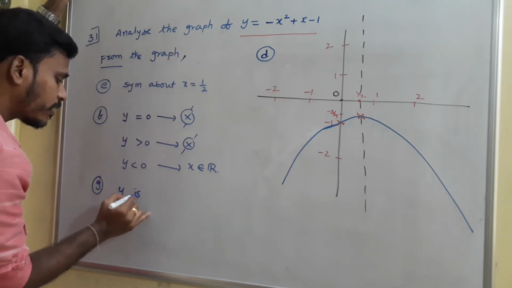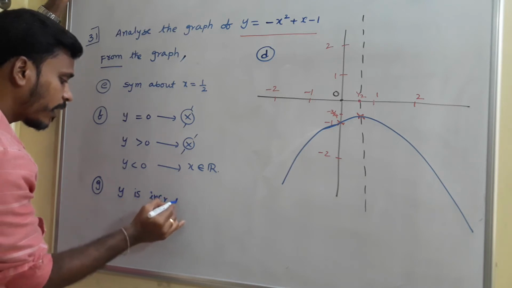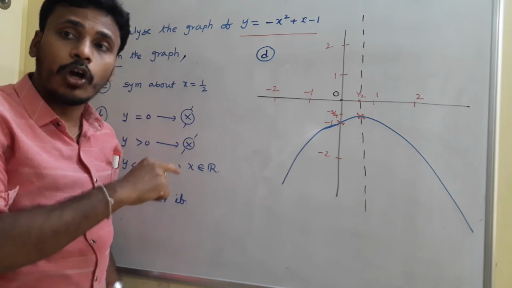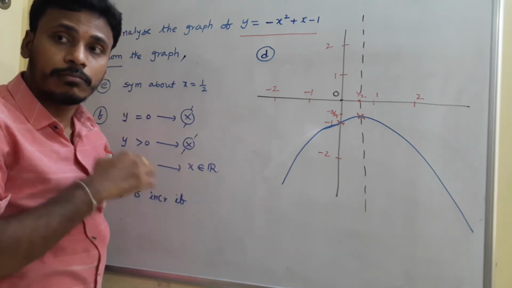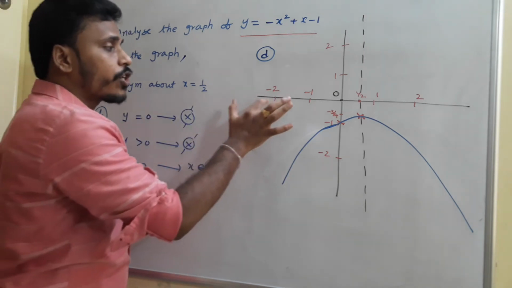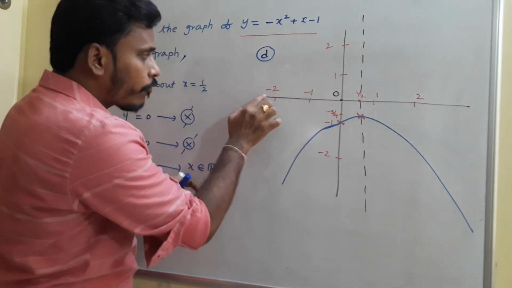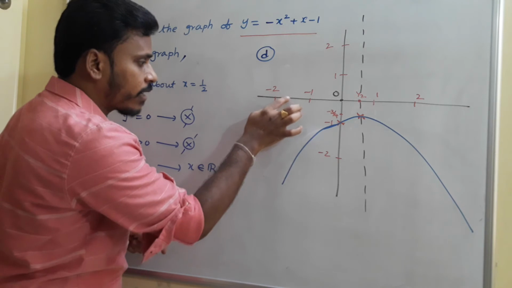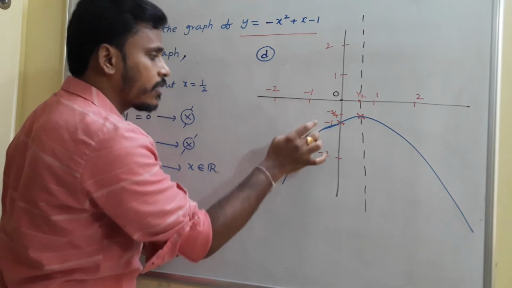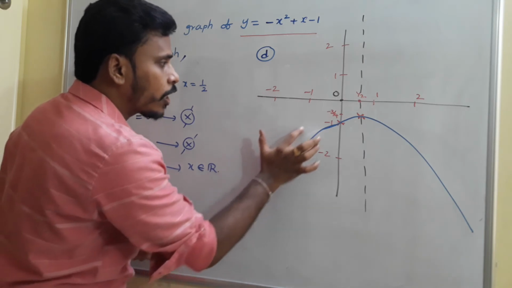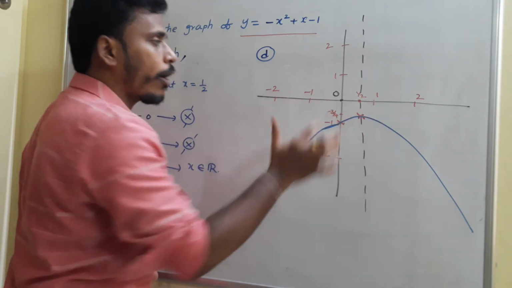Whenever y is increasing, in the sense that I will change x always from left to right, from down to up. See, if I change x values like this, if my x is like this, the graph is here. If my x is like this, the graph is here. If my x is here, the graph is here. So if I change x values like this, the graph is continuously increasing up to this point, 1 by 2.